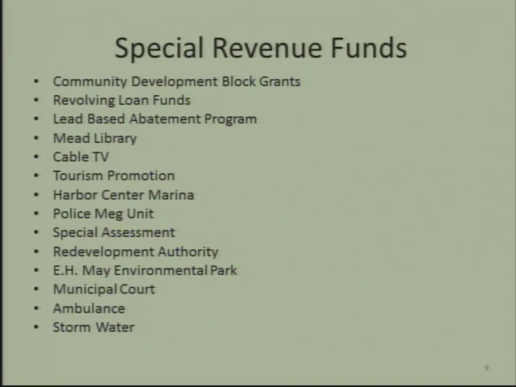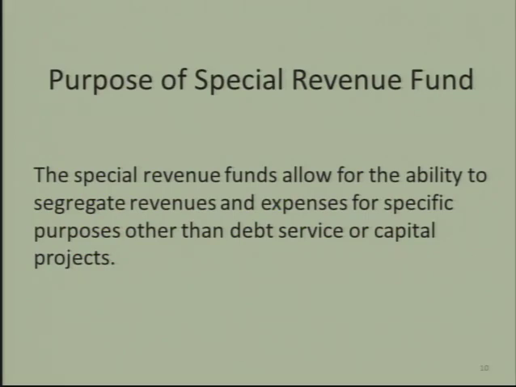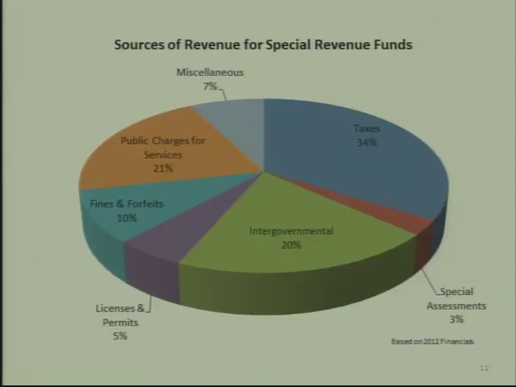Special revenue funds, you can see we have a number of them, community development block grants all the way down to stormwater. Special revenue funds allow for the ability to segregate revenues and expenses for specific purposes other than debt service or capital projects. And these are all internal to the city. Sources of revenue for special revenue funds: intergovernmental are 20%, taxes are 34%, public charges for services are 21%, fines and forfeitures are 10%, licenses and permits are 5%, and special assessments represent 3%. From a tax perspective, what's included in that is really Mead Library, which we pay about $2.4 million a year out of tax levy, and also tourism, which is about $1.2 million.